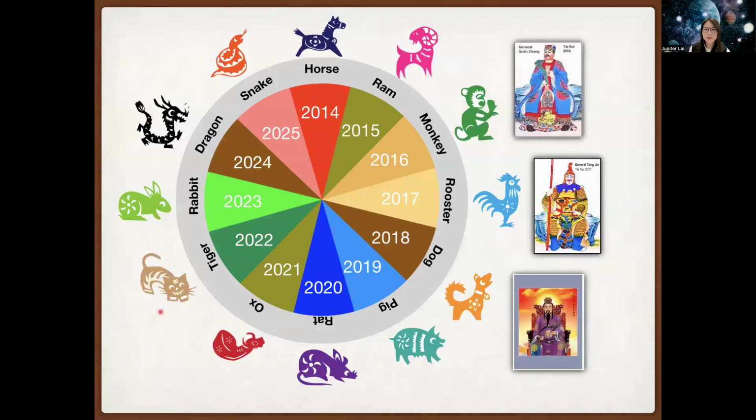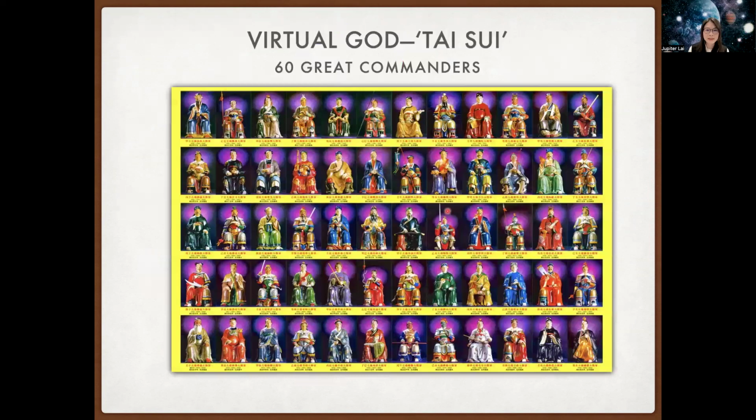And so this shows you that, for example, in the year of the monkey, we have this Tai Sui, and we have different commanders for every year. Altogether, there are 60 great commanders, or virtual gods. And you can find these statues or pictures in the temple.